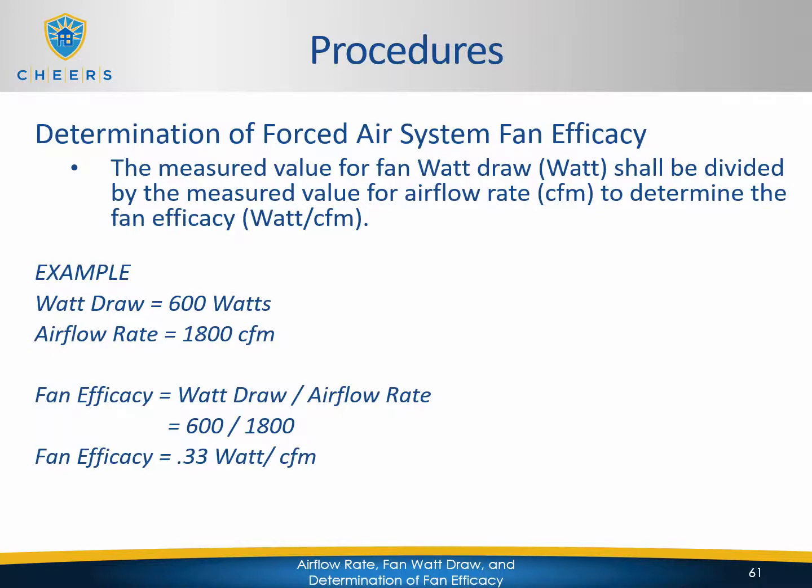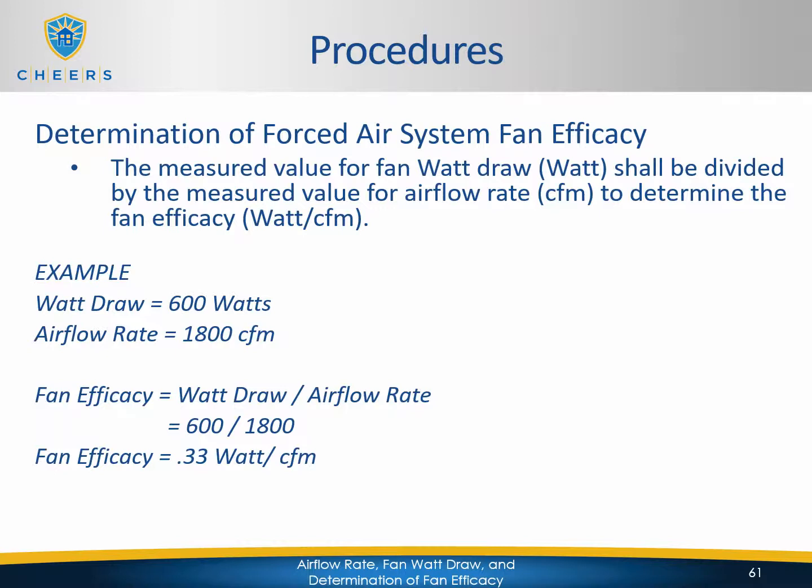So the measured value for the fan watt draw shall be divided by the measured value for airflow rate to determine the fan efficacy. So the fan efficacy for this particular scenario is 0.33. If you look at the CF1R, it will give you the target for the fan efficacy. The number that you measured cannot be more than the target number on the CF1R. So by default, the fan watt draw for a system is 0.58 per CFM of fan efficacy. So in this particular case, it is 0.33.